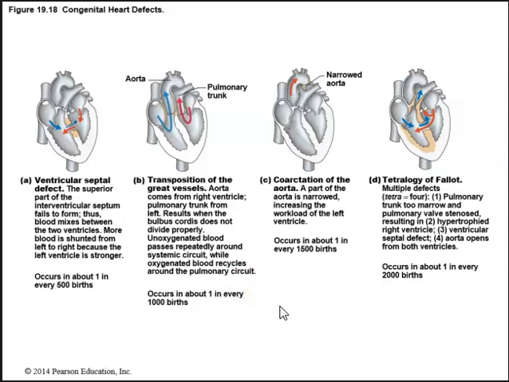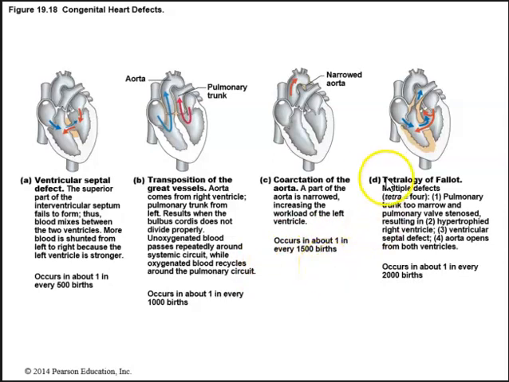Coarctation of the aorta. This is a narrowing of a part of the aorta. If we have a narrowing, this will increase the workload of the left ventricle because it has to work harder to pump blood to the rest of the body and will cause hypertrophy, or an enlargement, of the left ventricle. This occurs in about 1 in every 1,500 births.